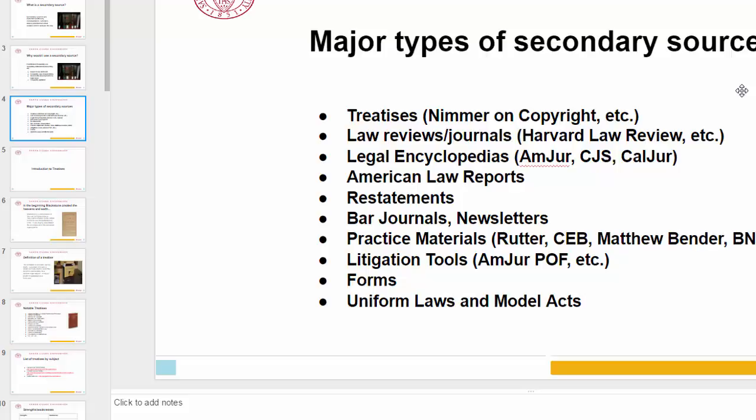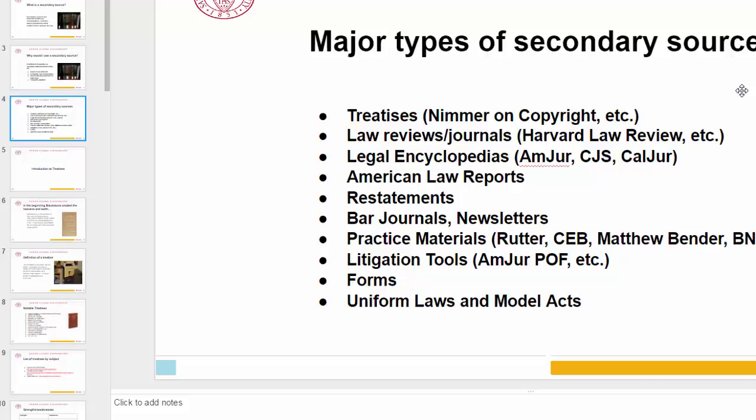Restatements are a restatement of the majority rule within a common law area as adopted by the states. We're going to go into that a little bit further into the screencast. There's also bar journals and newsletters, which you may not have encountered so far in law school. Many state bar associations will publish their own journals, and a number of ABA committees also publish their own newsletter services.